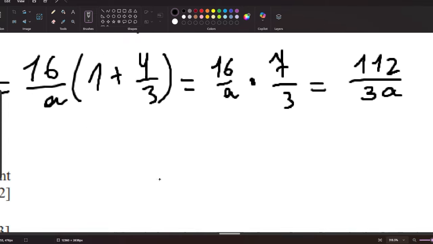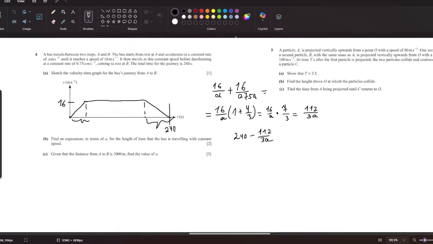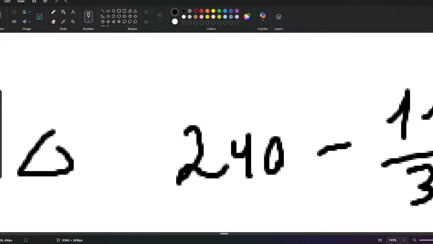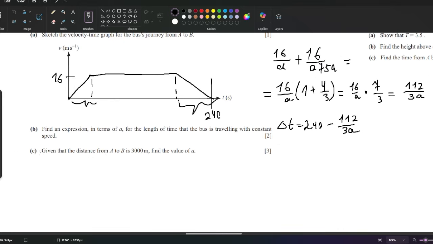Next, what we have to do is subtract it. So 240 minus 112 over 3A is this segment over here. Let's call it delta t. Alright. Given that the distance from A to B is 3000 meters, find the value of A.